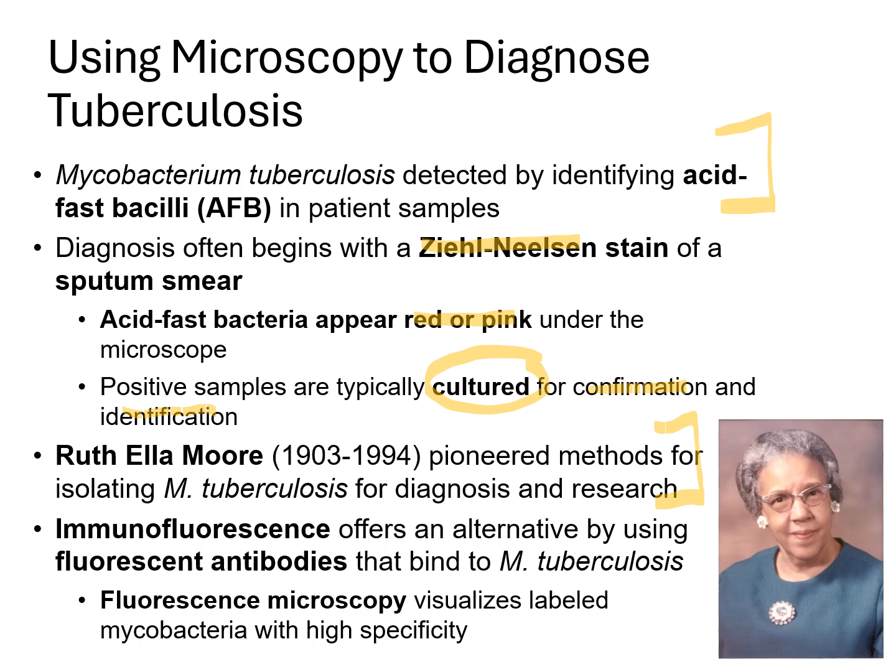Another way to diagnose tuberculosis, to make sure these bacteria are present, is through the use of antibodies. Remember that you can label antibodies with fluorescence, and this is known as immunofluorescence microscopy. These antibodies will be specific to tuberculosis bacteria. So if you see fluorescence, you can be sure that these bacteria are present.